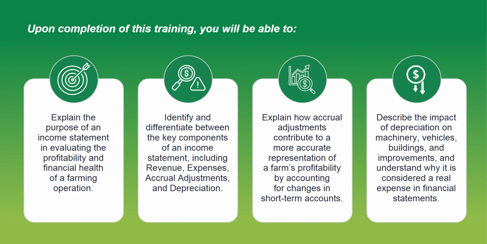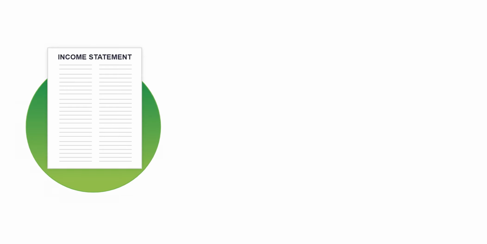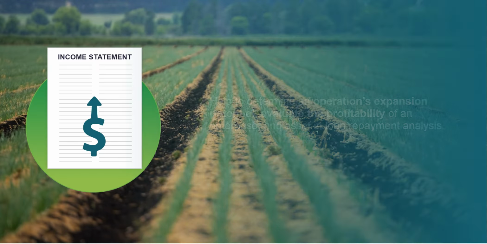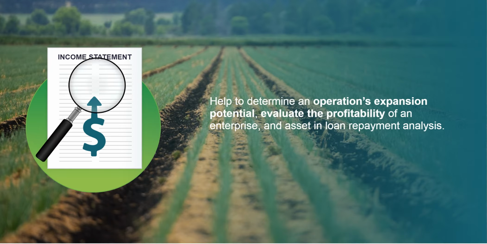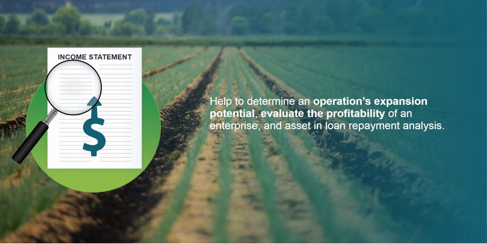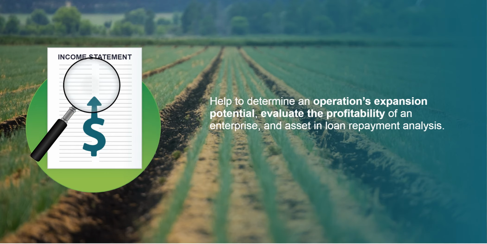expense in financial statements. An income statement, sometimes called an earnings statement or a profit and loss statement, records revenue and expenses for a period of time, typically a year. The income statement shows if your farm is profitable and helps determine an operation's expansion potential. In addition, it also helps evaluate the profitability of an enterprise and assists in loan repayment analysis.